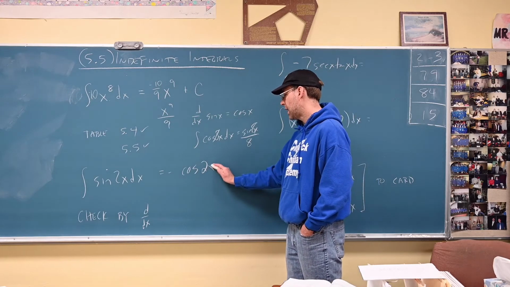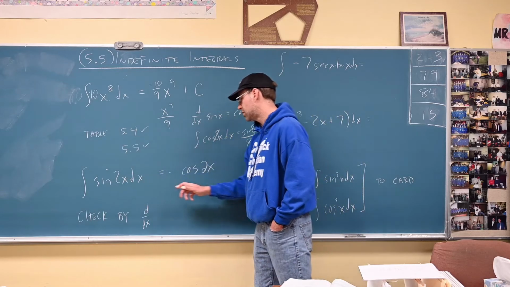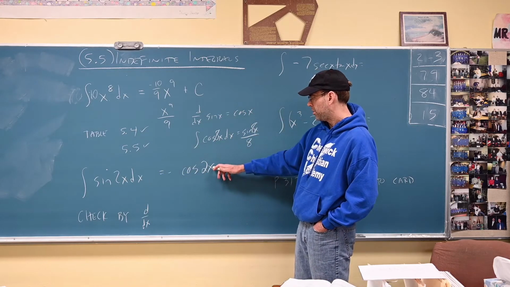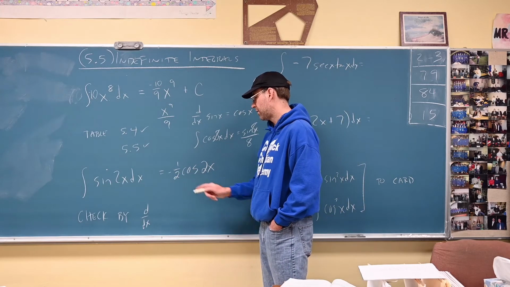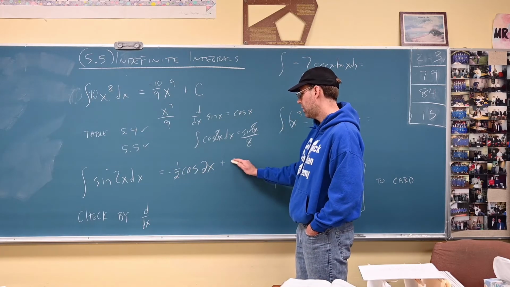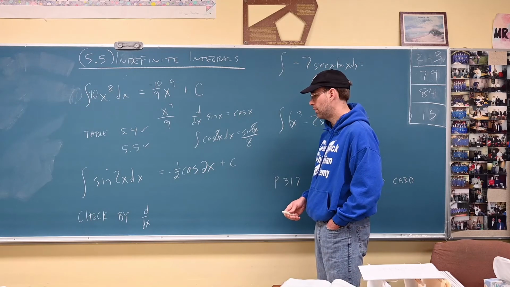The argument never changes when you do derivatives. So if this has a 2x, this has a 2x. But because the 2x has a derivative of 2, we need to get a half going on in there. And our good friend, the plus c. We move on with our day.